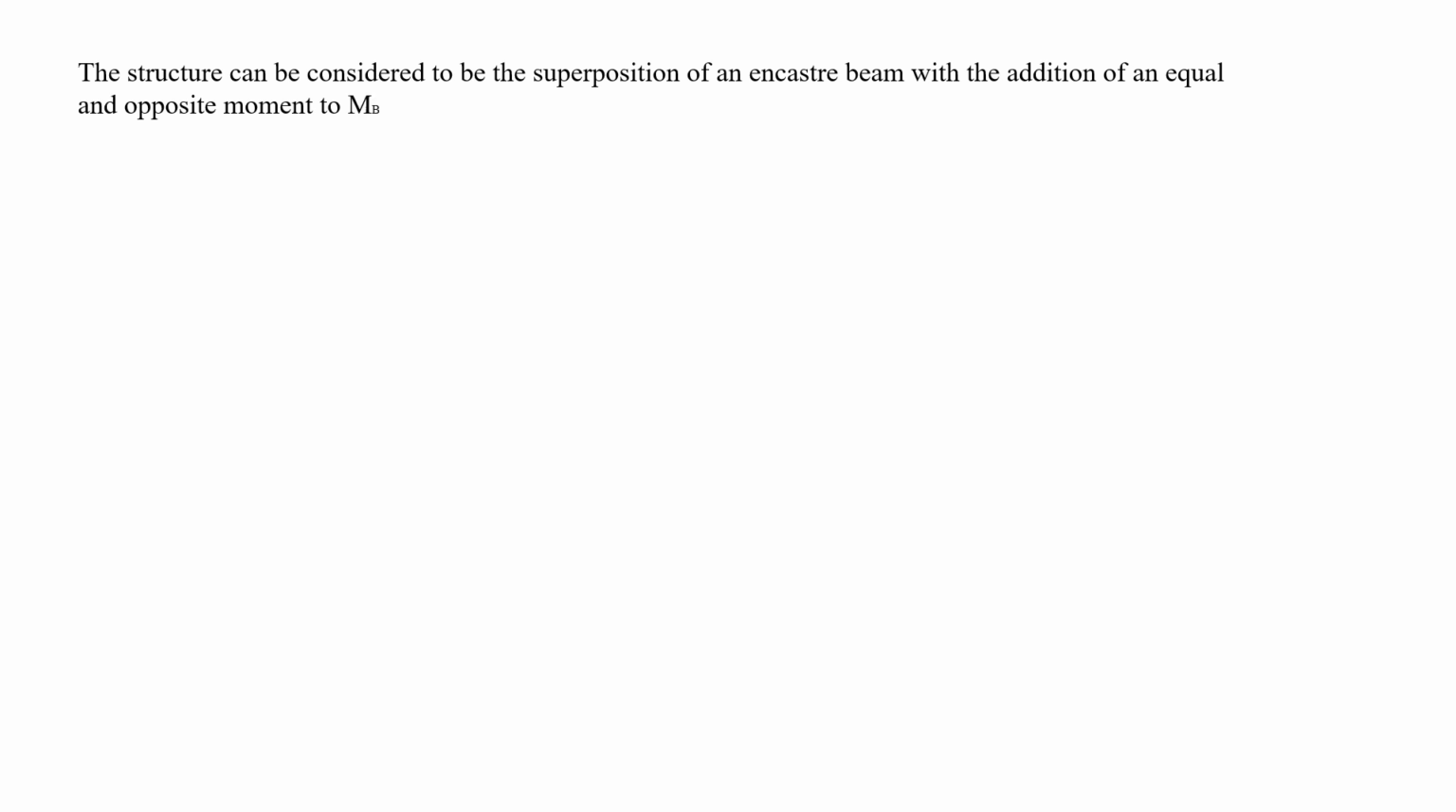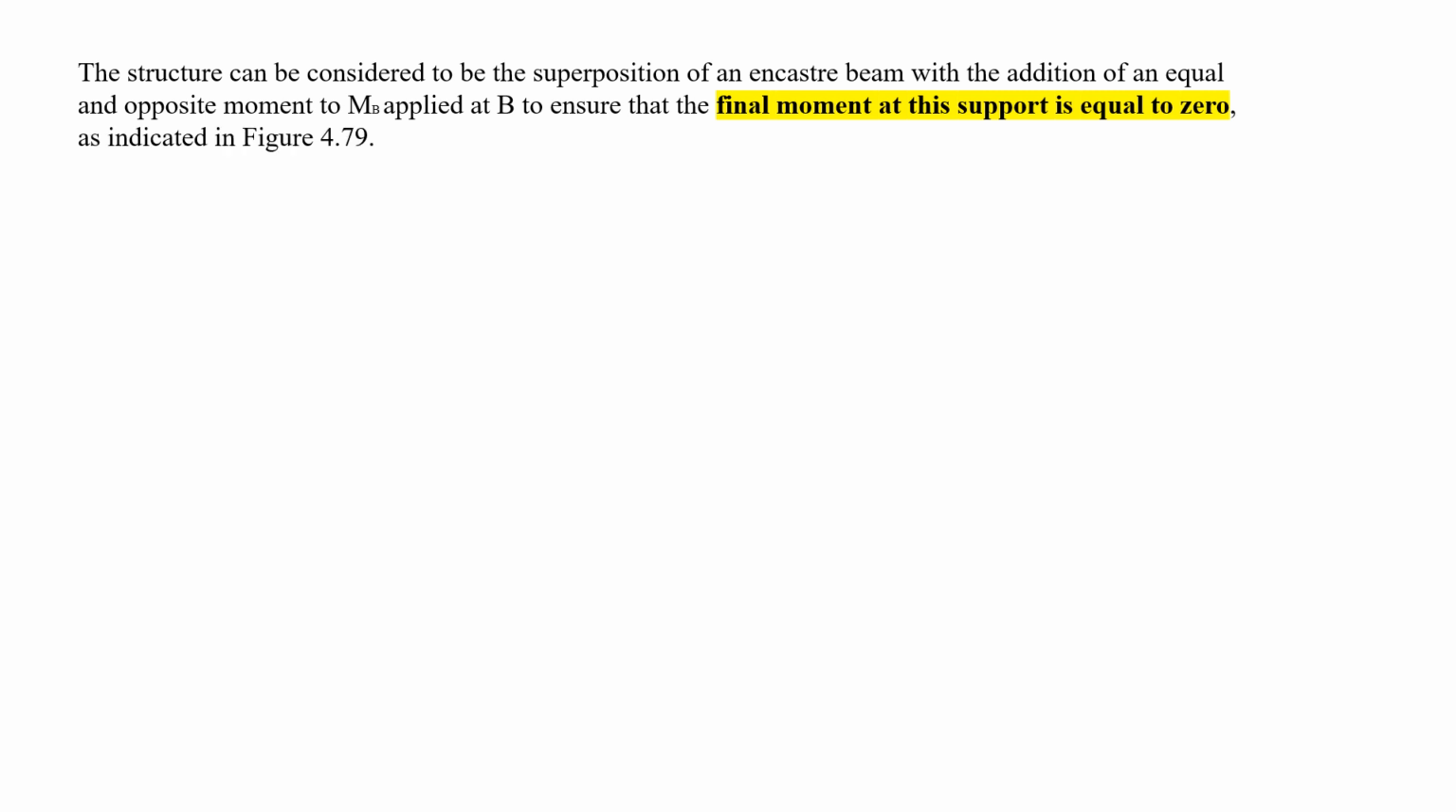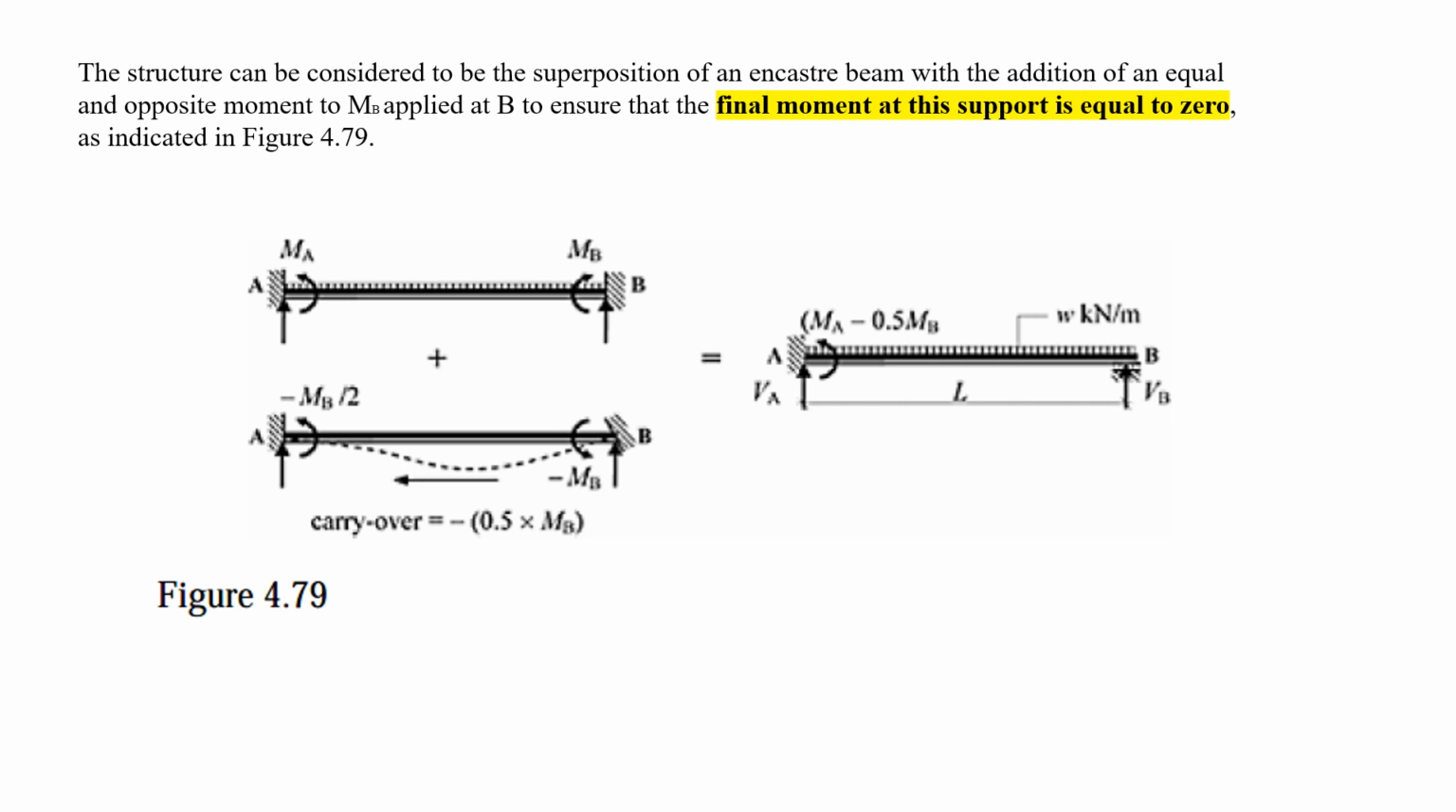The structure can be considered to be the superposition of a fixed beam with the addition of an equal and opposite moment to MB applied at B, to ensure that the final moment at the support is equal to 0. See here, this is the superposition of two beams. Here we have the fixed end moment. Considering this is a fixed beam, since here it's a roller support, there will be a 0 moment. So whatever moment is developing here, we need to put an opposite moment so that the moment becomes 0. There will be a reaction, so there is no problem.